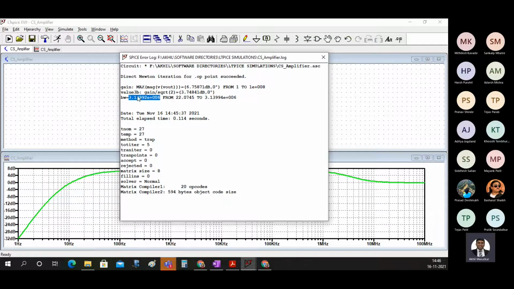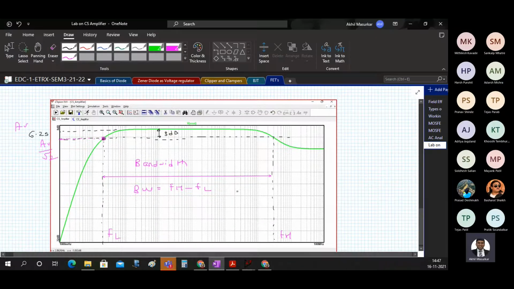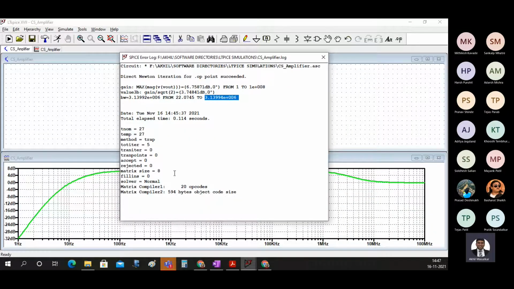And this is 3.39 megahertz. So now the bandwidth becomes 3.39 megahertz minus 22 hertz, which is almost 3.39 megahertz. If you remove 1 rupee from 1 million rupees, you can still call it 1 million. Generally this FL is in hertz, this is in megahertz, so megahertz minus hertz will always be in megahertz only. That is why we say that bandwidth is roughly equal to FH.